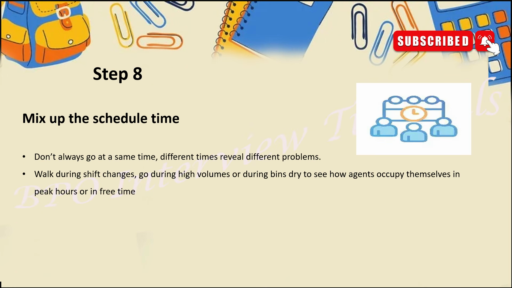And you should also schedule a time when there is a lean period, when there are no volumes. Then do a Gemba walk and understand how the floor is maintained, and what agents are doing in their free time. Either they are working on additional courses, or anything else you can observe. So always mix up your schedule whenever you have a Gemba walk.